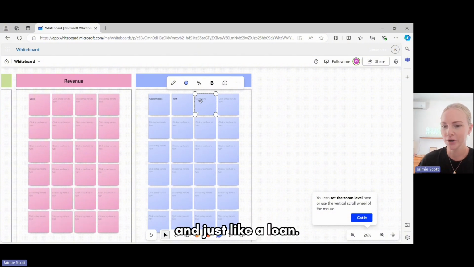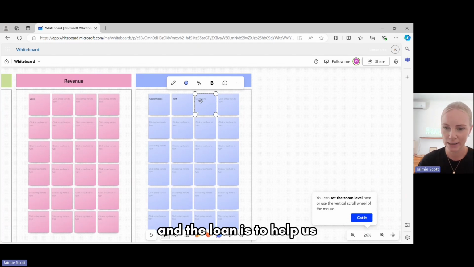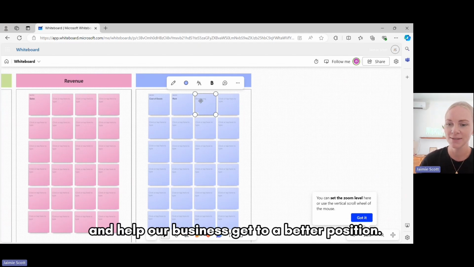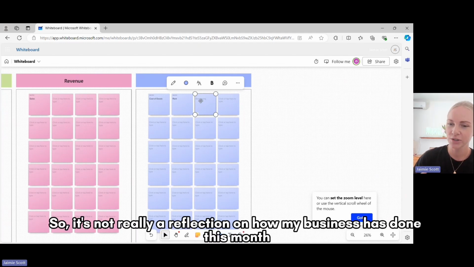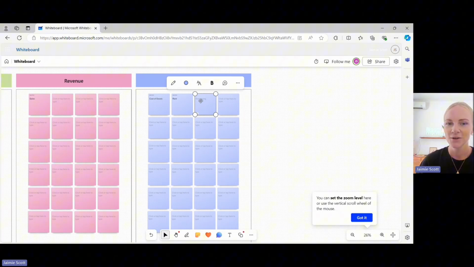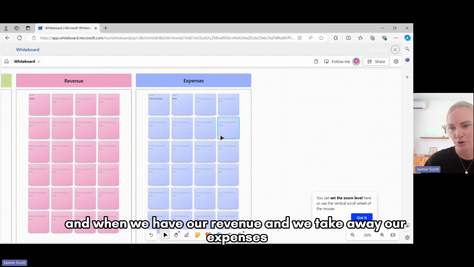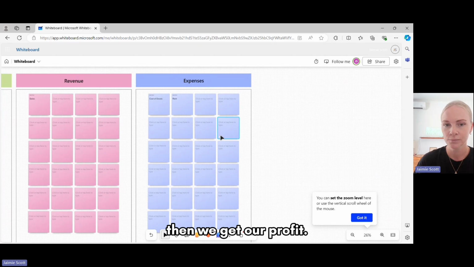And just like a loan kind of happens over a long period of time. And the loan is to help us and help our business get to a better position. So it's not really a reflection on how my business has done this month. It's a loan, it's a long-term money that I owe. So we've got our revenue and our expenses. And when we have our revenue and we take away our expenses, then we get our profit.